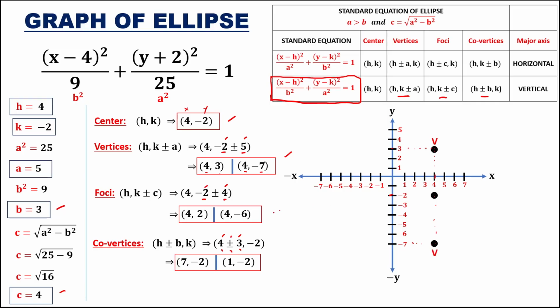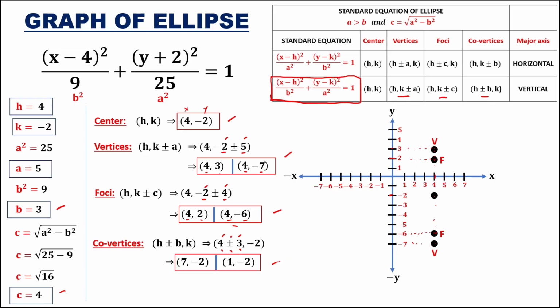Then for the foci, positive 4 and positive 2. So this is now the point for the focus. And the other point of the focus is positive 4, negative 6. So this is now the point of the focus.